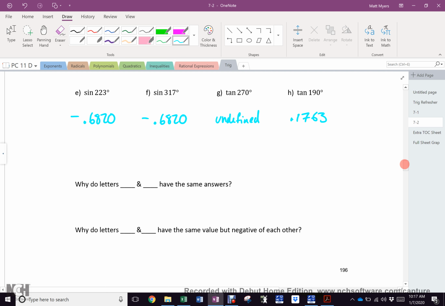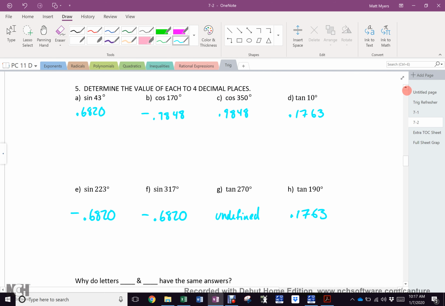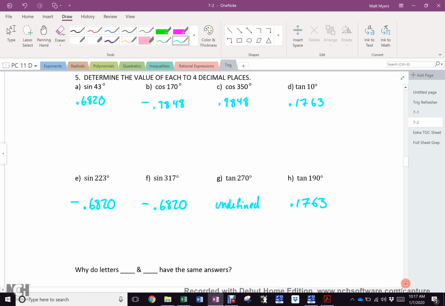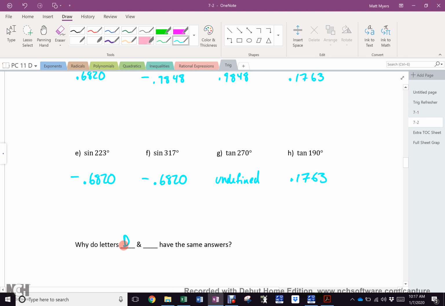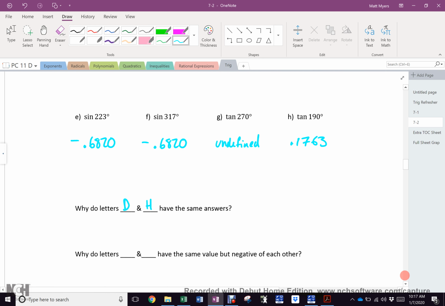And when you've got those 8, fill in the next 2 questions there. Don't bother with the y part of it. Just fill in the two blanks. We'll talk about y in a second.